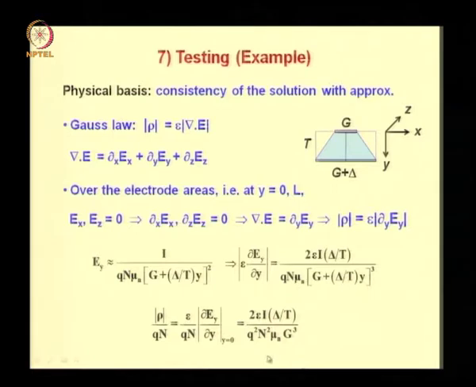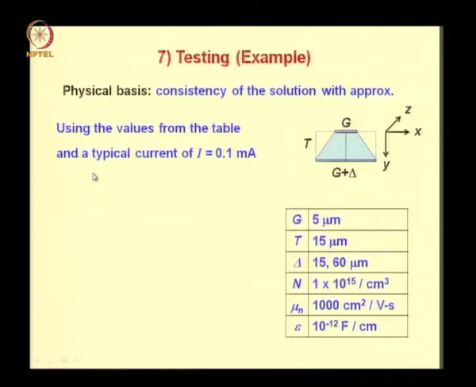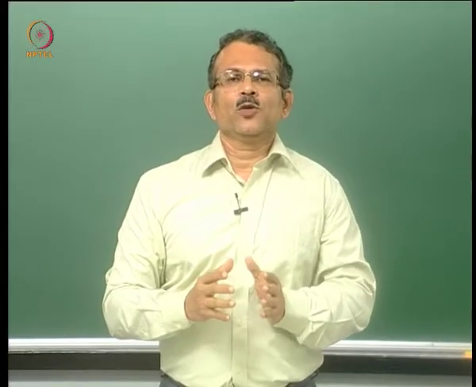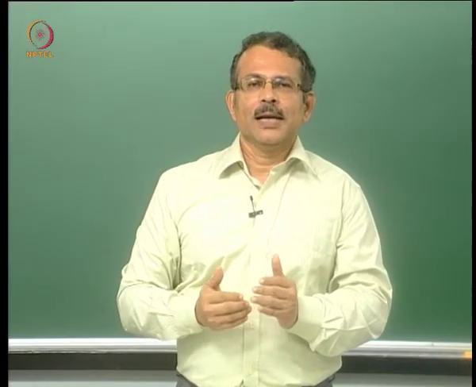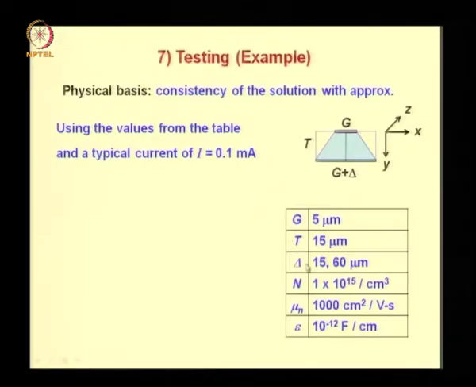Now let us evaluate this expression for some typical values of variables and parameters. So using the values from the table, this is our table for the various parameters of this spreading resistance, and a typical current of 0.1 milliampere. So the voltage that will result for this current would be of the order of a volt or less. We will take two values of bottom contact extension delta. One is 15 microns and other is 60 microns. That is a large extension and a smaller extension.